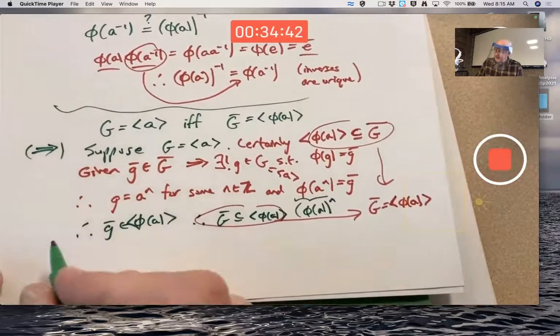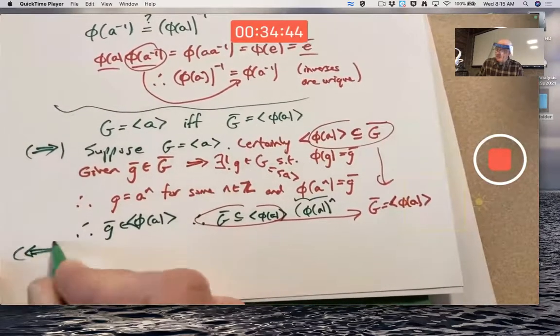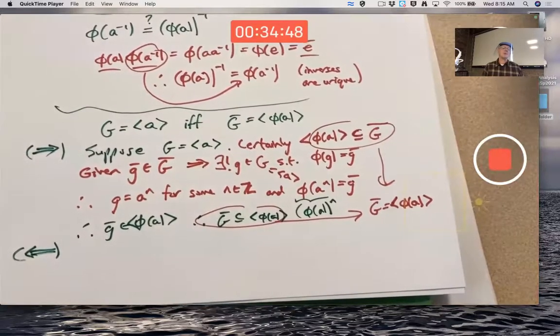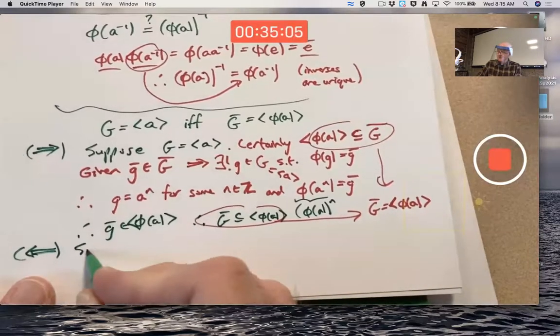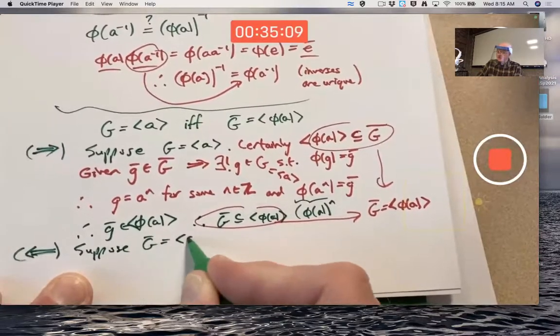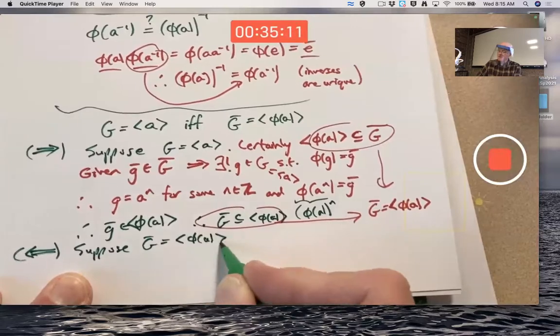What about the other direction? It is possible to think about this in terms of the inverse isomorphism, which does exist, and we proved before the test, in fact, that it's operation preserving. You might remember last Friday. But let's try to do it without referring to that. Suppose G bar is equal to the cyclic subgroup generated by phi of A.